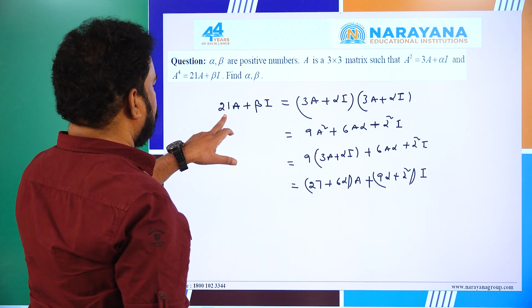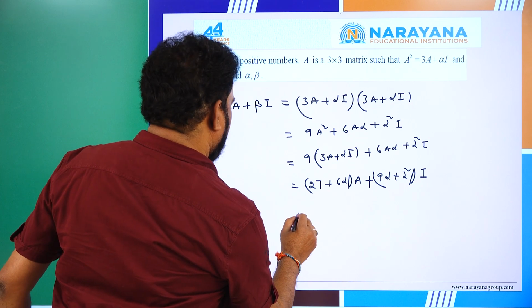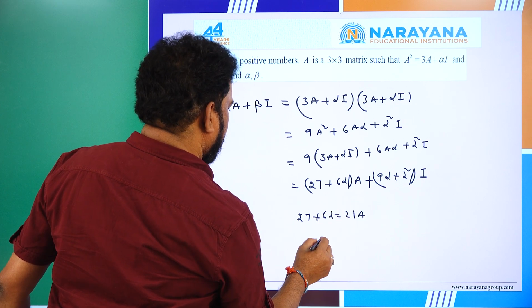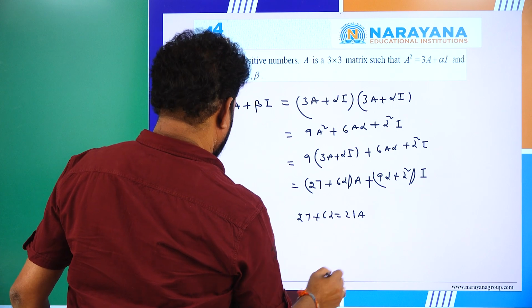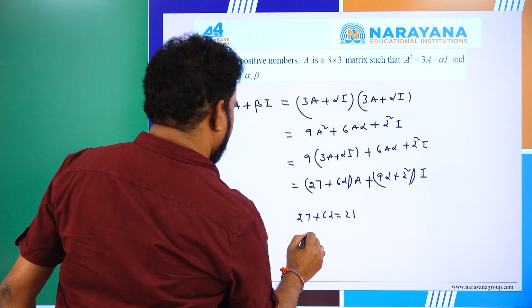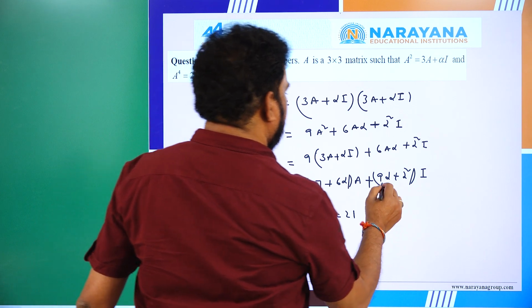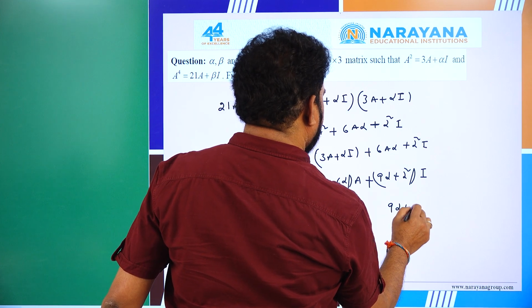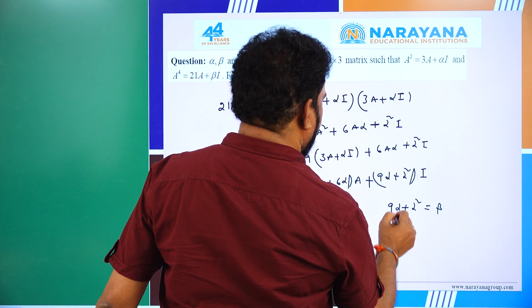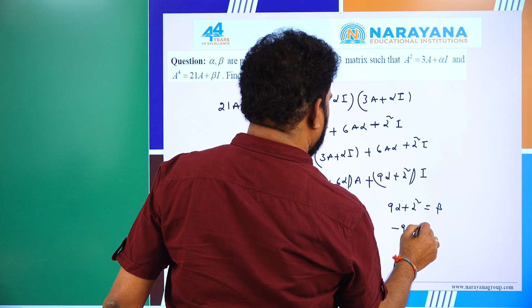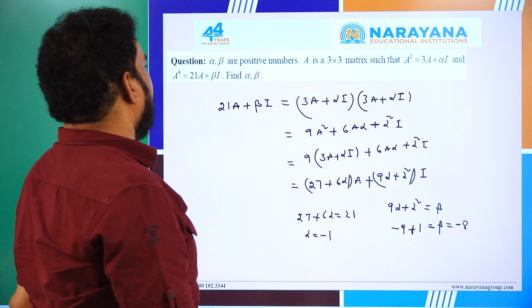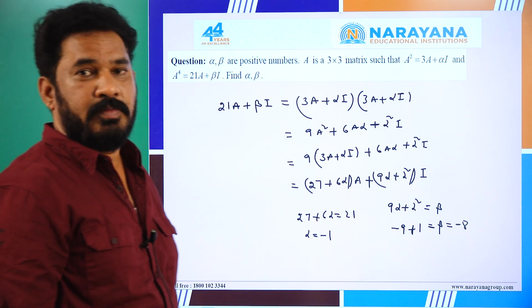So, by comparing with 21A, 27 plus 6 alpha is equal to 21. So, from this, alpha is equal to minus 1. Similarly, 9 alpha plus alpha square is beta. So, when alpha equals minus 1, minus 9 plus 1 gives beta equal to minus 8. So, alpha is equal to minus 1, beta is equal to minus 8.